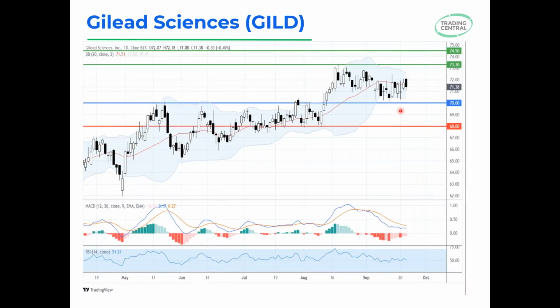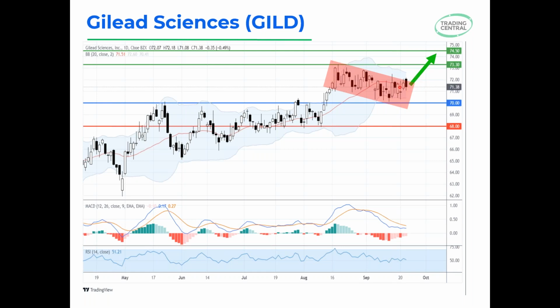Gilead Sciences, it is a biotechnology stock. Okay, let's see what pattern it has got. In fact, we are seeing it posting an uptrend for the past several months, and now again it is consolidating a bit. But we are seeing if it will break out of this.